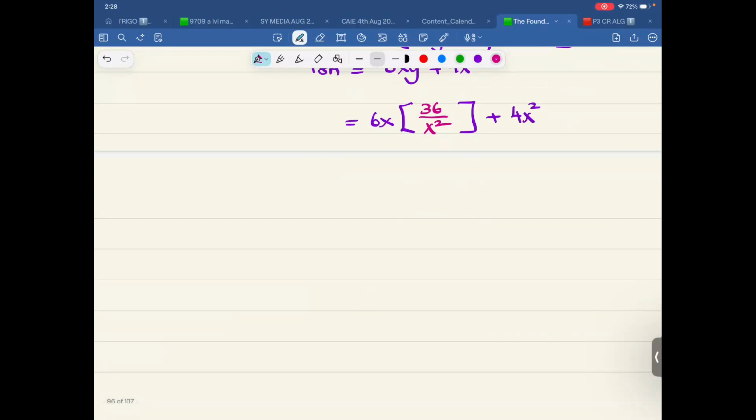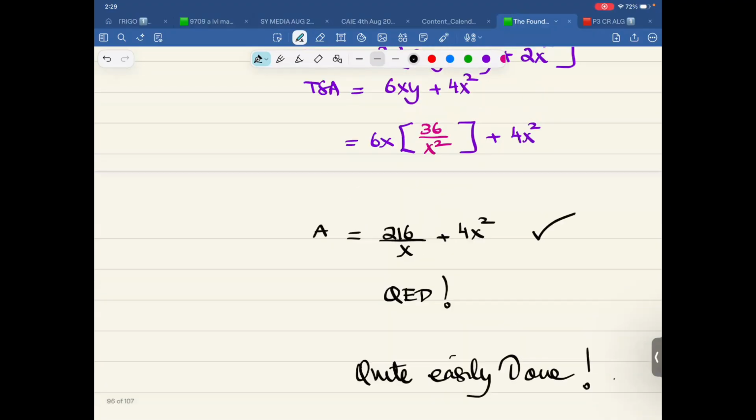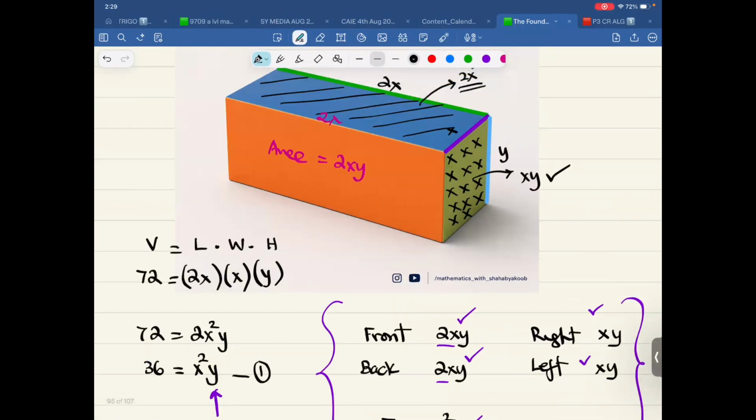So 6 into 36 is 216. So that is 216 divided by x. The x cancels out. Plus 4x square. That is the total surface area. QED. Quite easily done. Is this all good, all clear? Is the proof all good, all clear? Just acknowledge. Just have a good look at it.